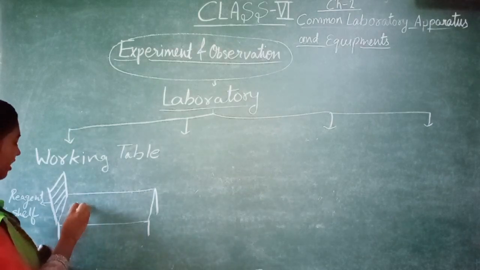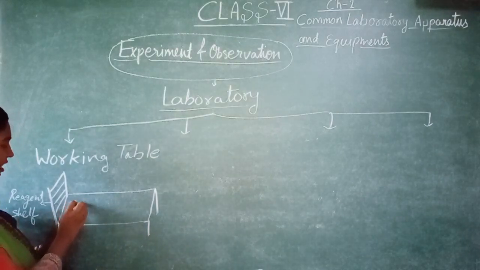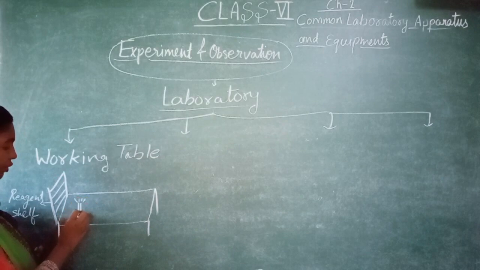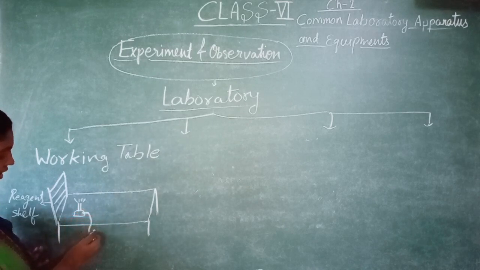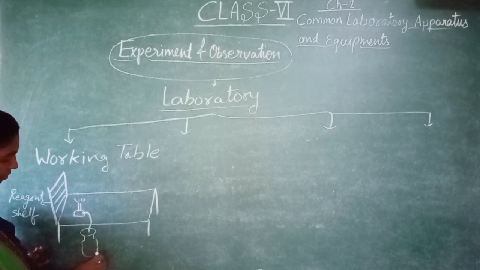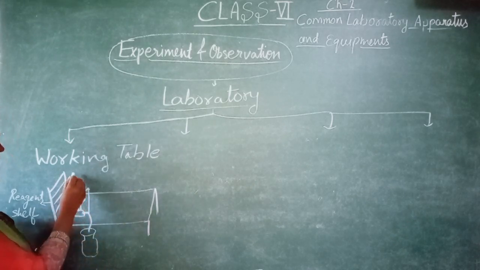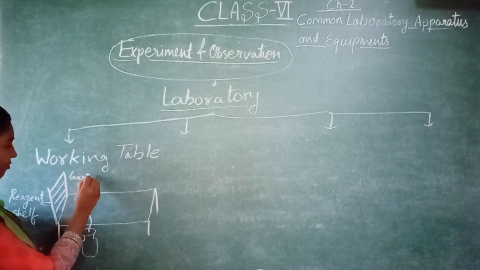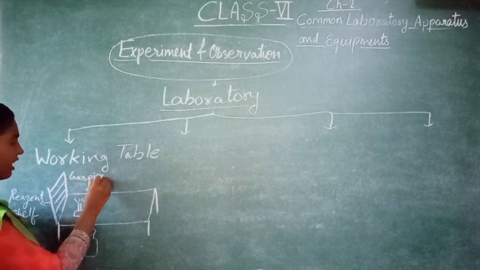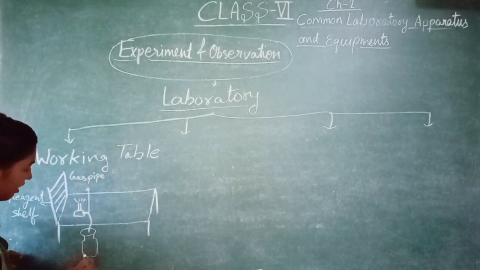Now second, there should be a gas connection. Suppose for doing an experiment we need to heat something. So to heat, there should be a gas connection which is already fitted from downside to a cylinder. So what is the first thing that should be there? Second thing, gas connection, or we can say a gas pipe which is connected to the cylinder.